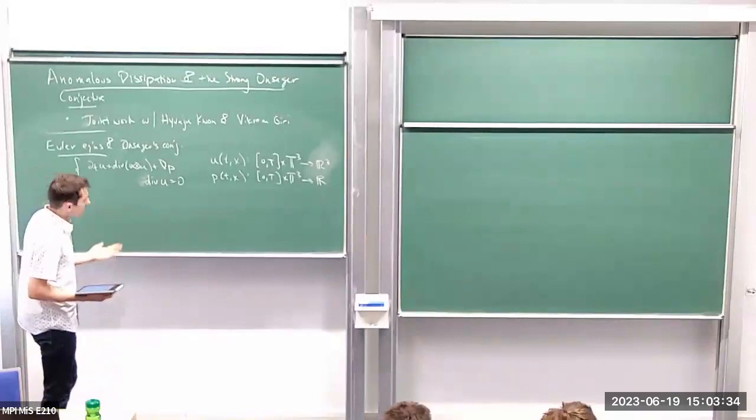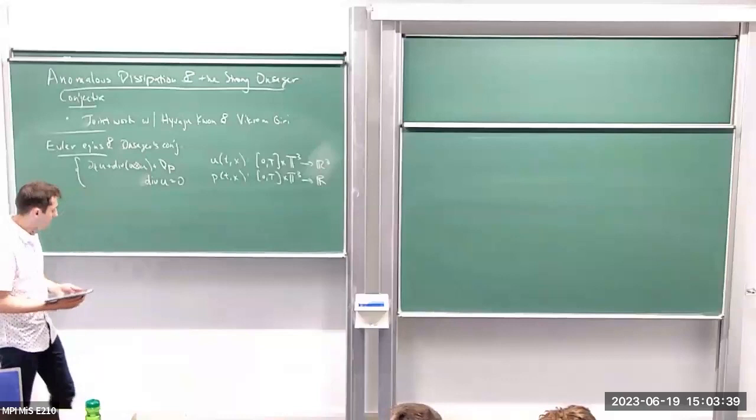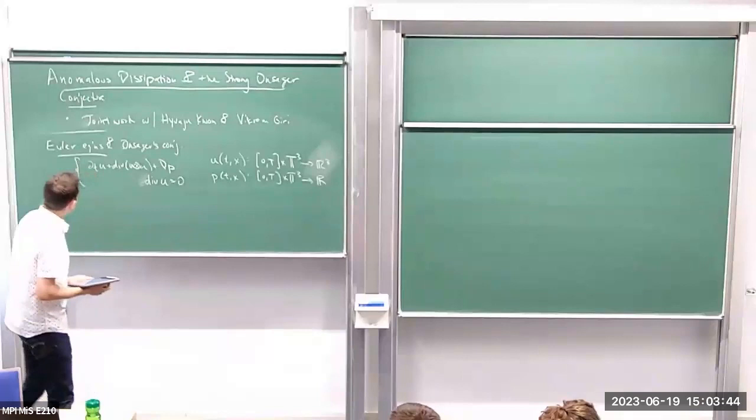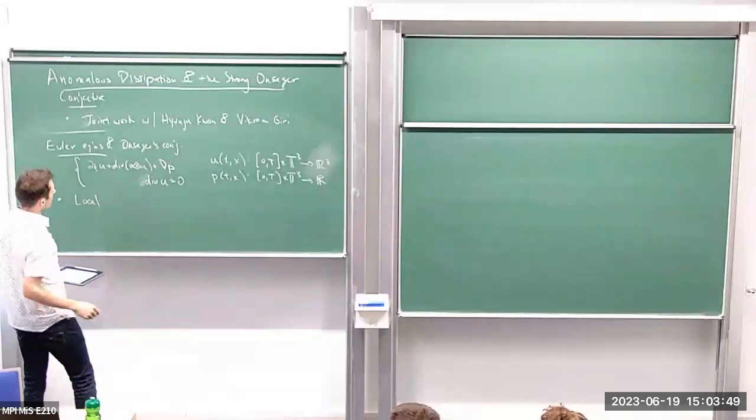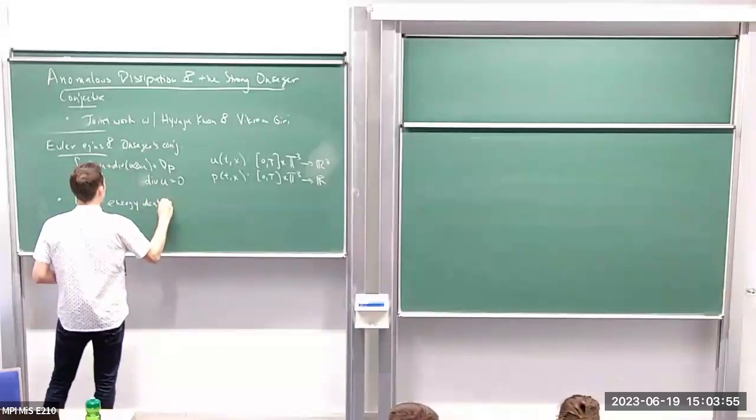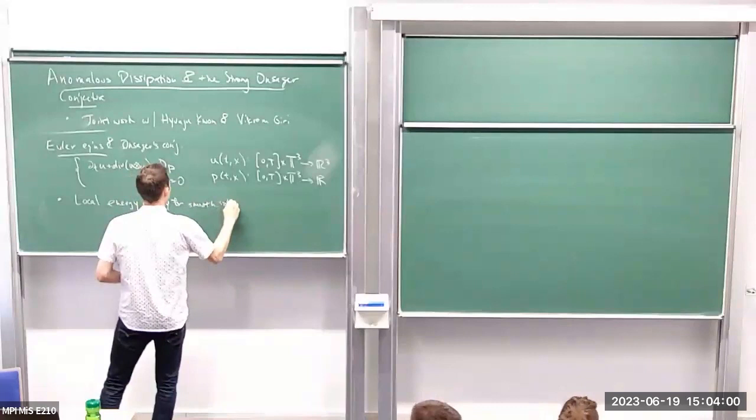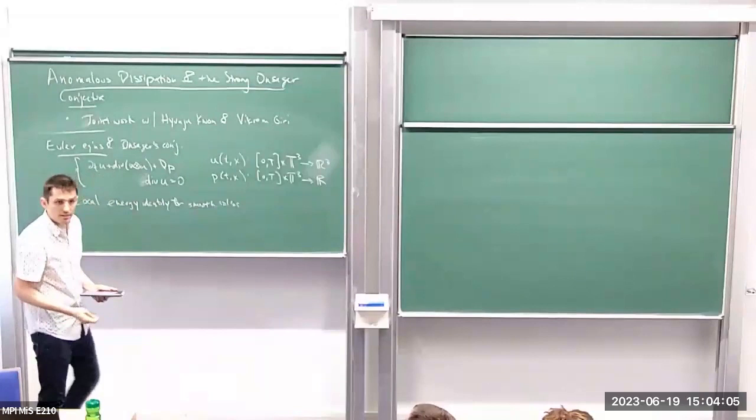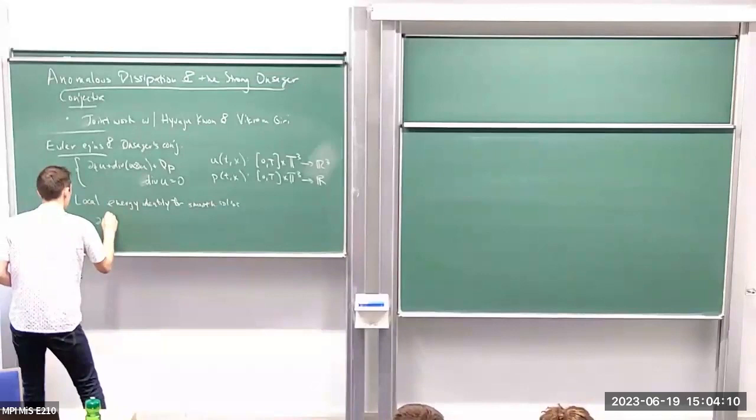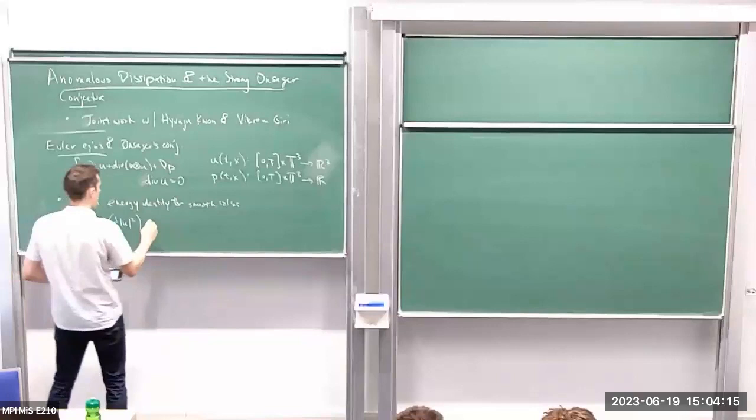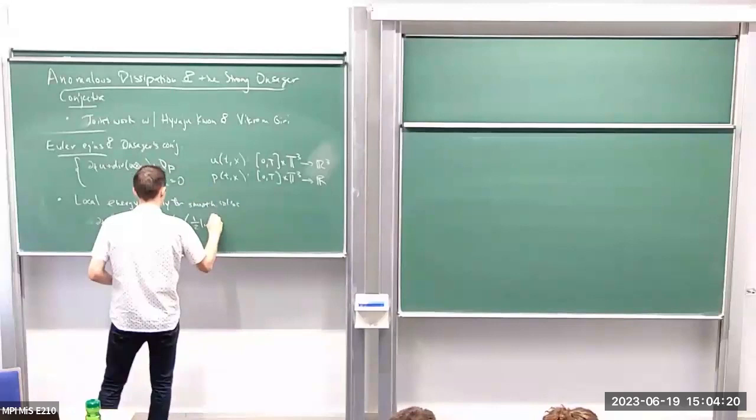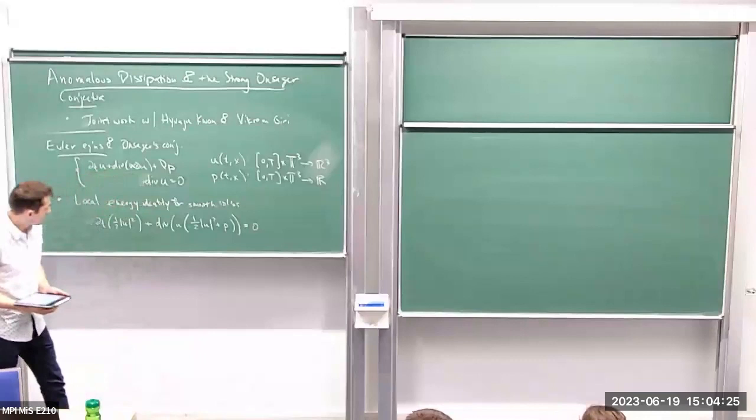And when we start studying a PDE like this, one of the first things we want to know is, are there conserved quantities? So in order to find the main conserved quantity that we're interested in, we can write down a local energy identity for smooth solutions. The local energy identity is obtained by taking the dot product of the first equation with u and using the divergence-free condition. And what you get is the following identity. You get that this is equal to zero.